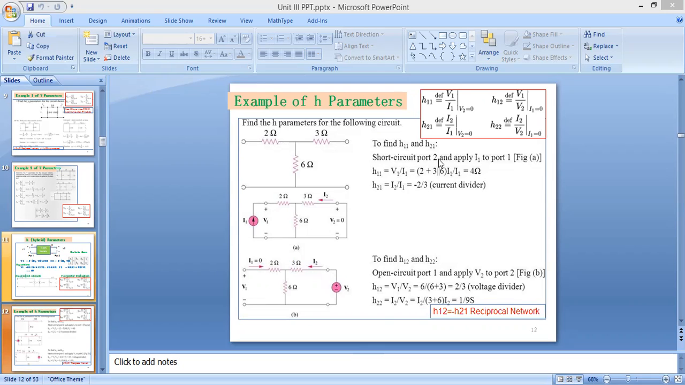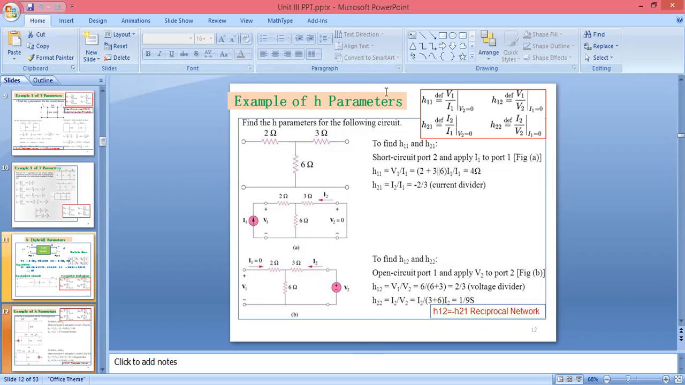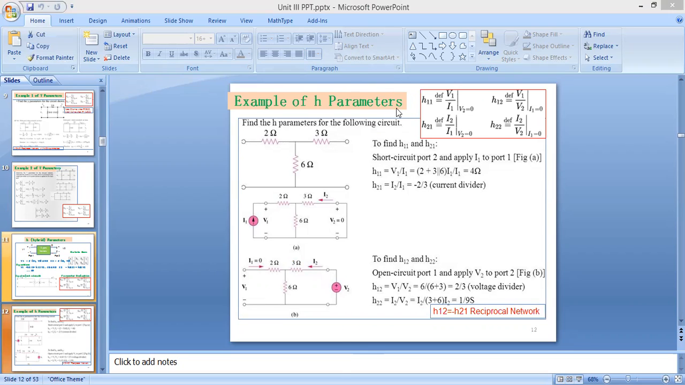Okay. You guys can see here. See here. What we are supposed to do? Yes. We are supposed to calculate the H parameters.